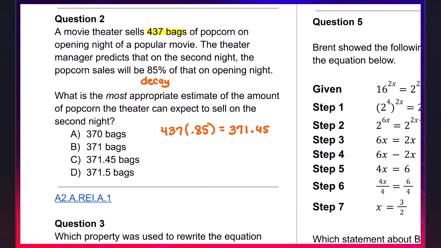When you multiply them, you get 371.45 bags. And if you look, see how it's asking you the most appropriate estimate. If somebody wanted to know how many bags you've sold, that can only be a whole number. So it's either going to be 370 or 371. It's going to round down to 371 bags.